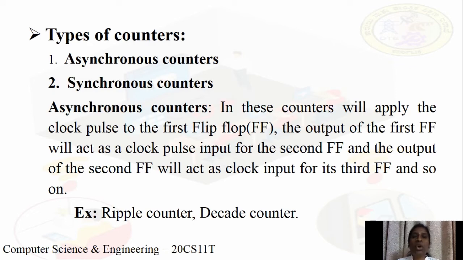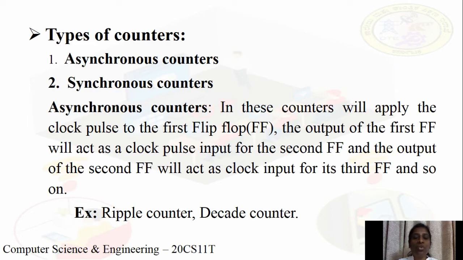As I told you, these counters are made up of a set of flip-flops, or they consist of a group of flip-flops, for counting purposes. In the asynchronous counters, we'll apply the clock pulse to the first flip-flop itself. We won't apply the clock pulse to all the flip-flops present in the counter. Then the output of the first flip-flop will act as the clock pulse input for the second flip-flop.